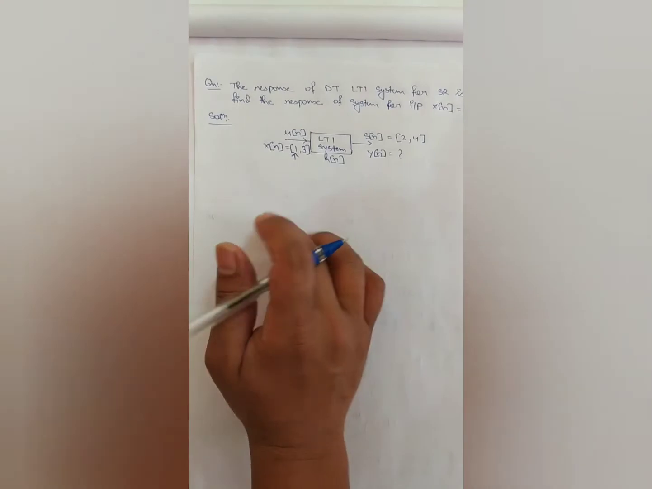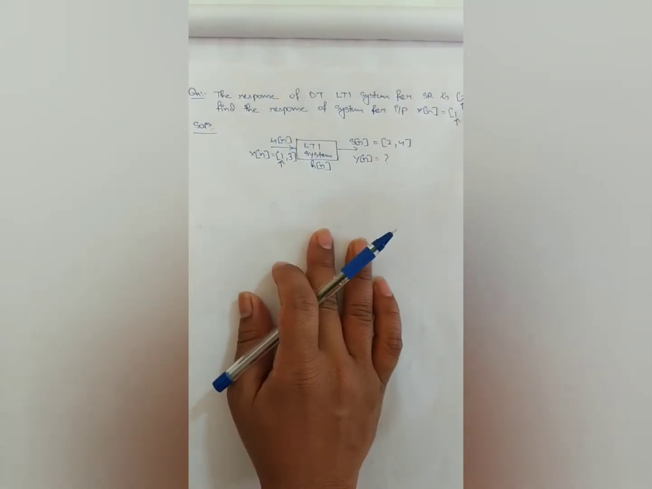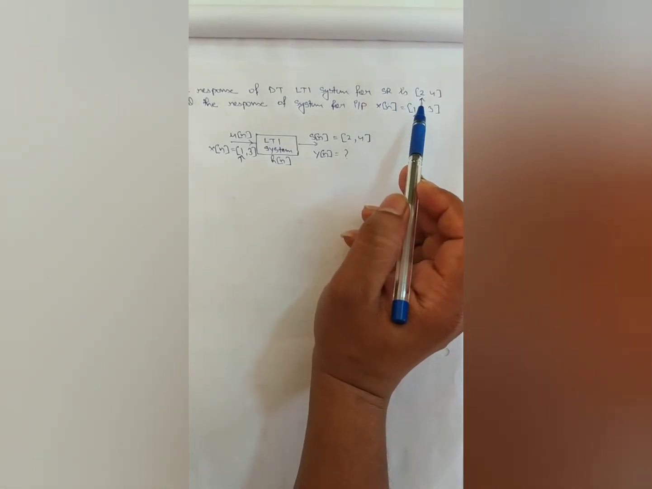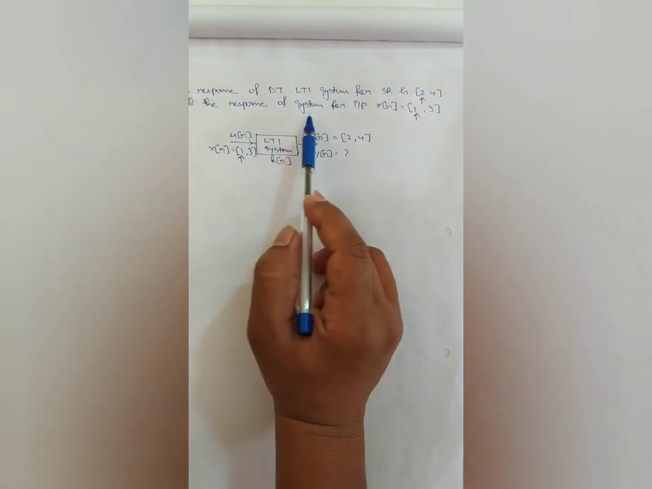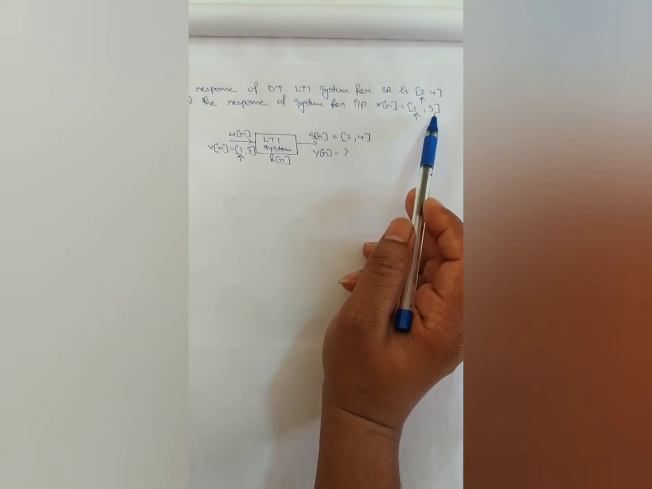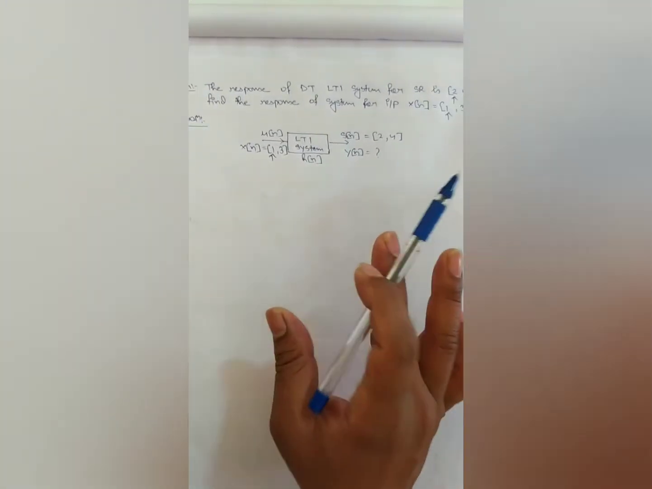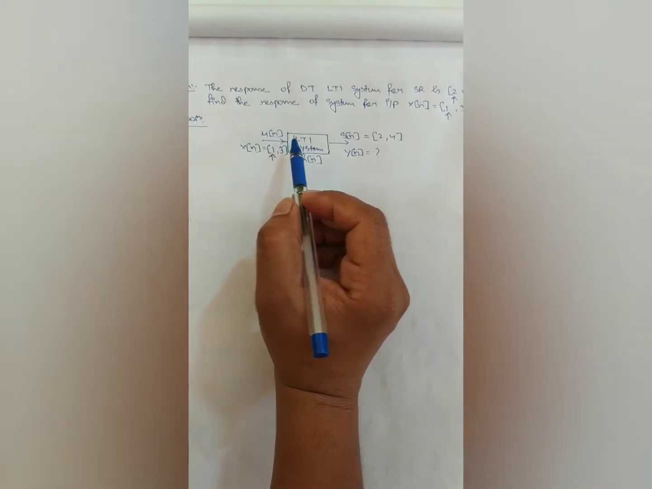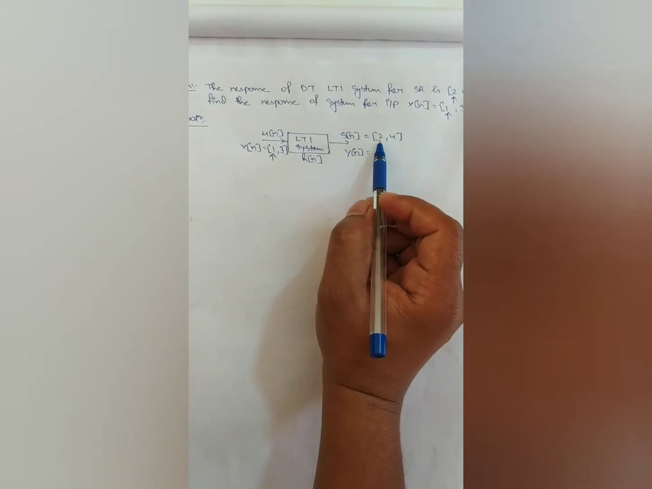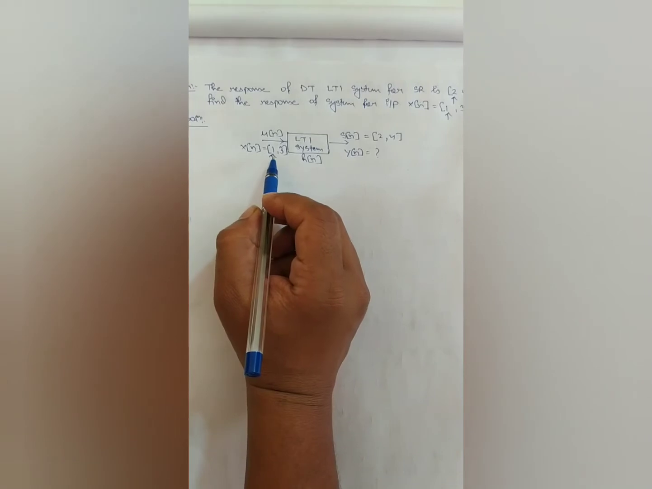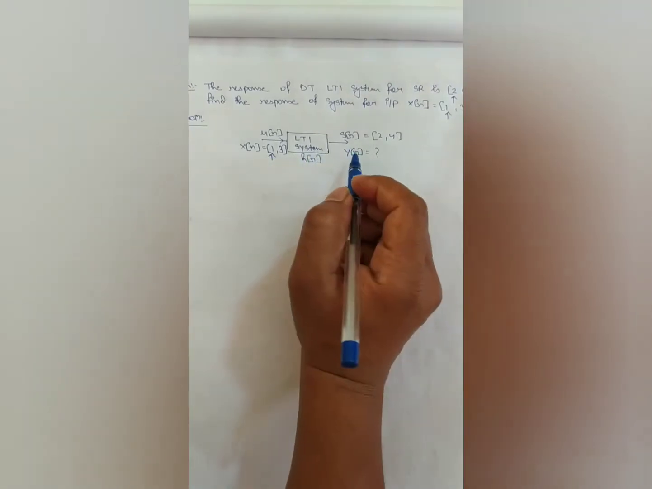Now we move to one question based on this. The question asks for the response of the DT-LTI system when the step response is given as 2, 4. Then find the response of the system for the input, which is given as 1, 3. So if a step input is applied to the system, the output is 2, 4, and we want the output for the input 1, 3.